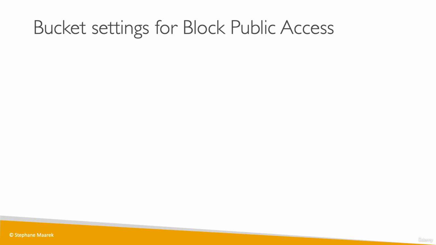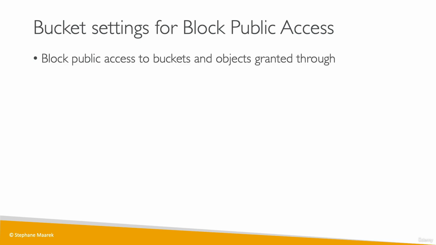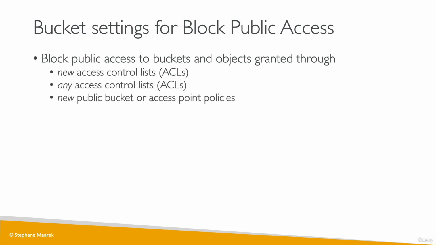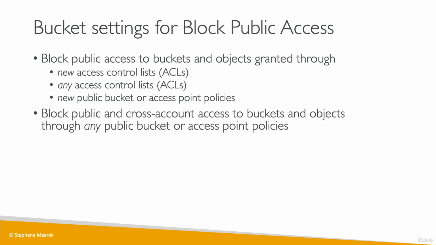Then we have the bucket settings for block public access. We've seen this in the hands-on when we got started. This was a new setting created to block objects from being public if the account had some restrictions. Here we have 4 different kinds of block public access settings. We have new access control lists, any access control list, or new public or access point policy. This is going to block objects and buckets from becoming public if they're granted through any of these methods. Or you can block public and cross-account access to buckets and objects through any public bucket or access point policy.